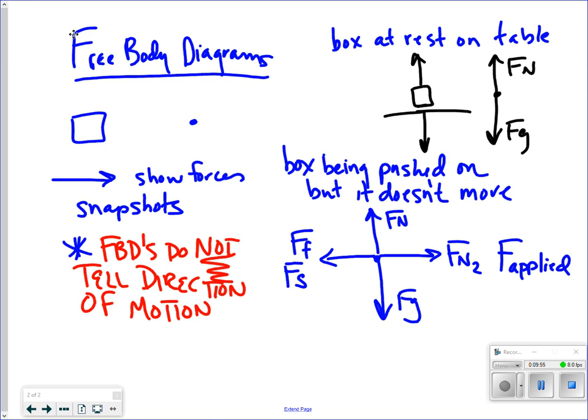Period. End of story. What you can tell from balanced and unbalanced forces is which way you will accelerate, which way you will change. If you have an arrow over to the right and there's no arrow to the left, you are changing or accelerating to the right. That could mean you're getting faster and moving to the right. It could mean you're getting slower and moving to the left. Again, you cannot tell without more information. So do not overestimate what these things are going to tell you. Free body diagrams do not tell you direction of motion. They just don't. We all want them to think they do, but they do not.